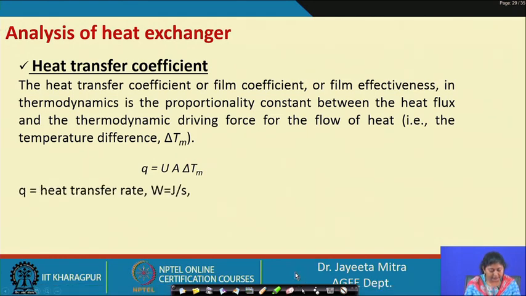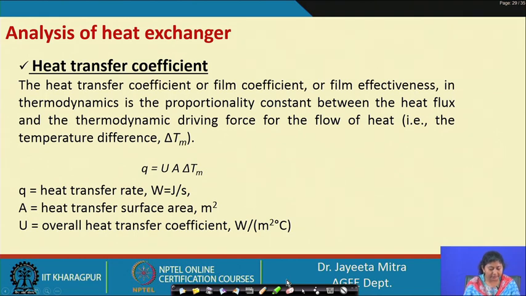Q is the heat transfer rate, A is the heat transfer surface area. So, the rate of heat transfer across unit area is called the flux, heat flux. U is the overall heat transfer coefficient, and its unit is watt per meter square degree Celsius or watt per meter square degree Kelvin.